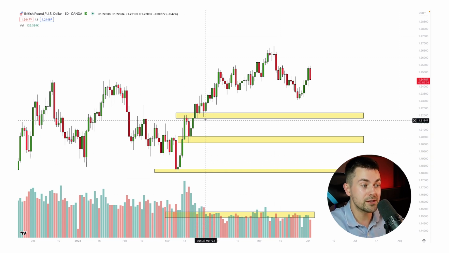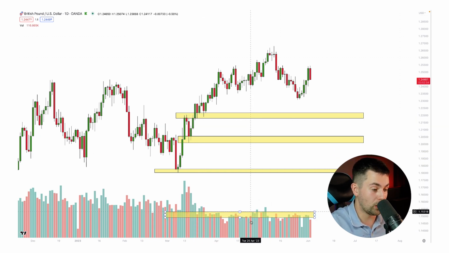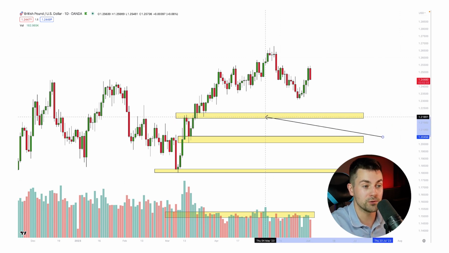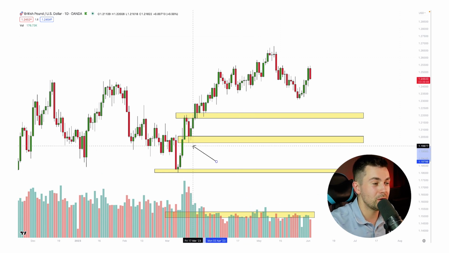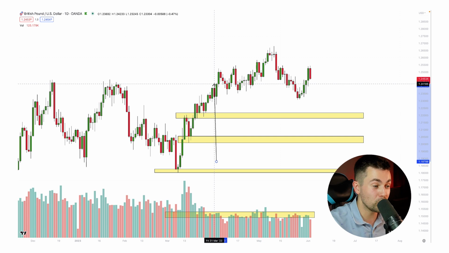So here is our first order block. It is a very important structure that we should keep on our chart. The next support. You can see that from that support structure in the past, a strong bullish movement initiated.